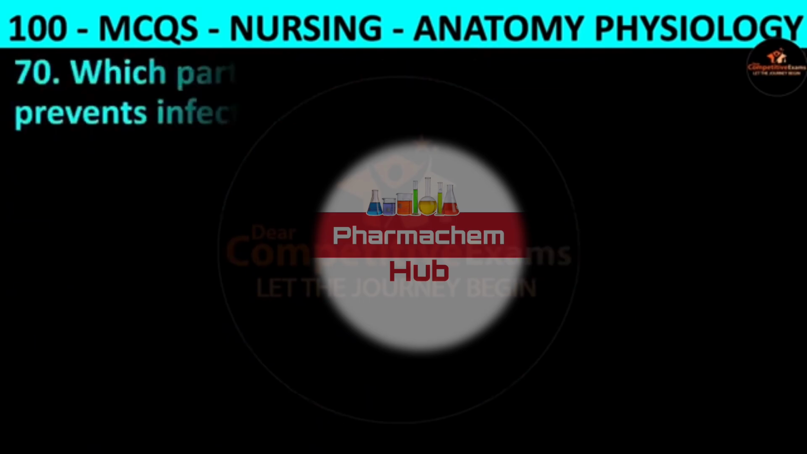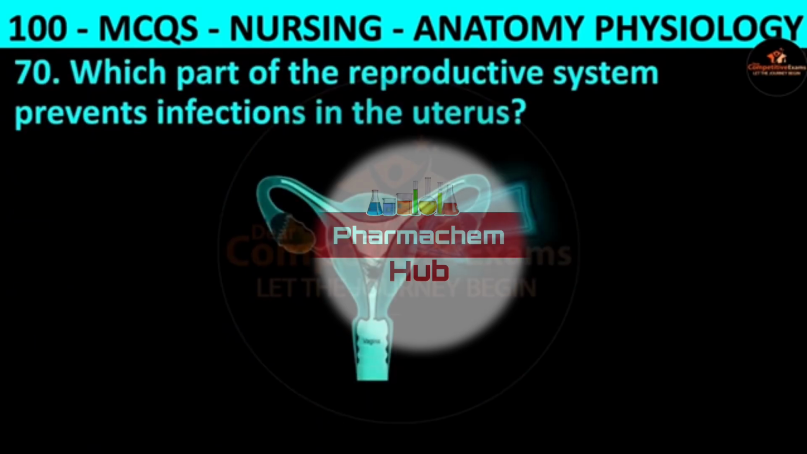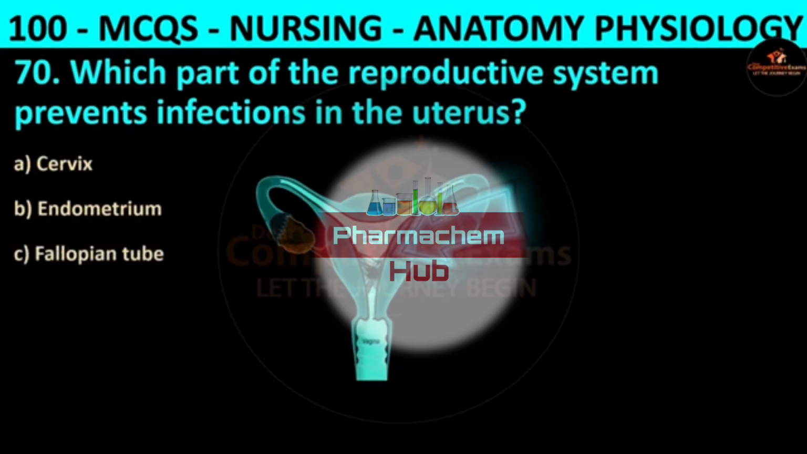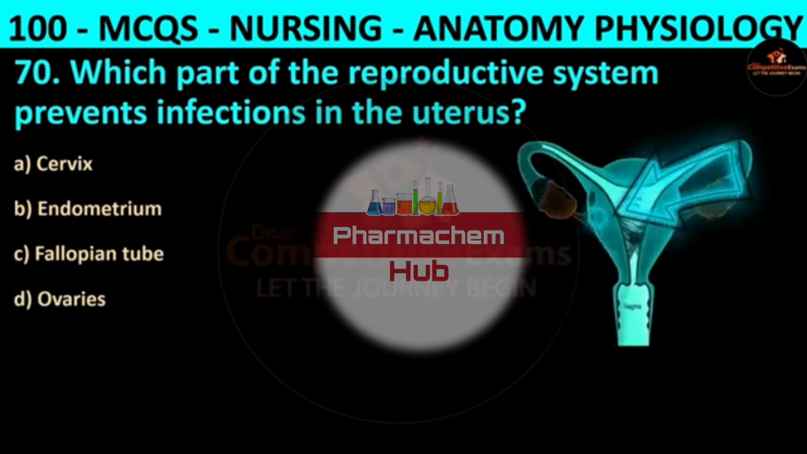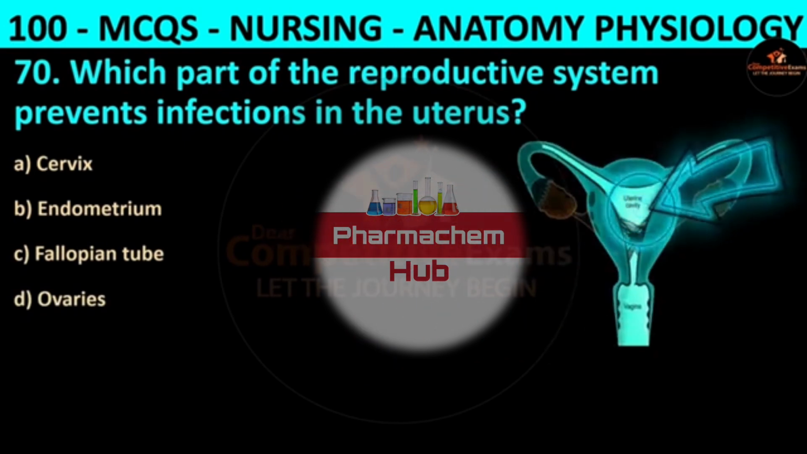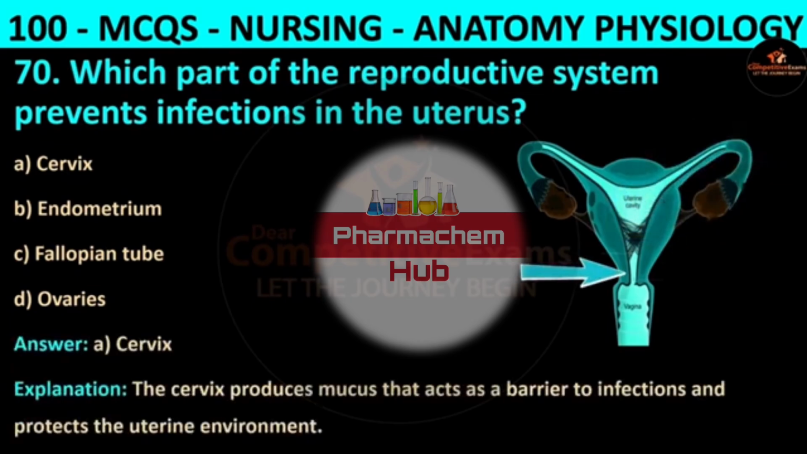Question number 70. Which part of the reproductive system prevents infections in the uterus? Your options are cervix, endometrium, fallopian tube, or ovaries. The correct answer is A, that is cervix. The cervix produces mucus that acts as a barrier to infections and protects the uterine environment.